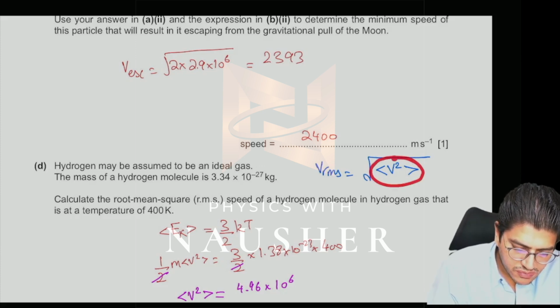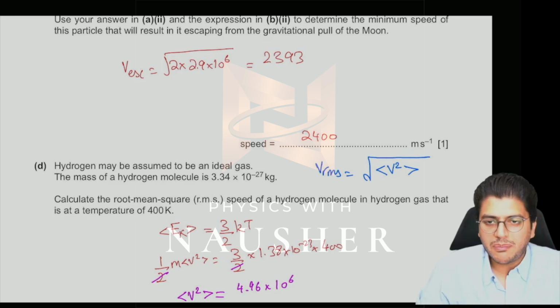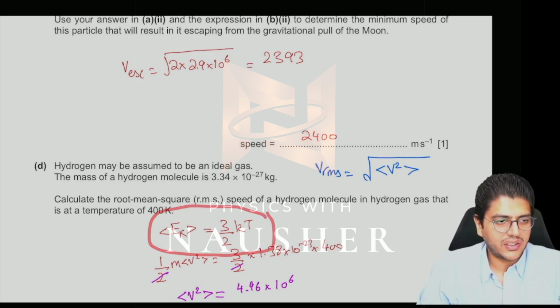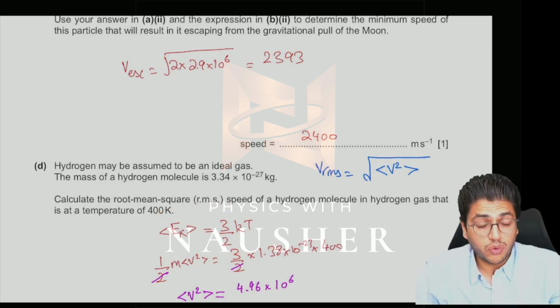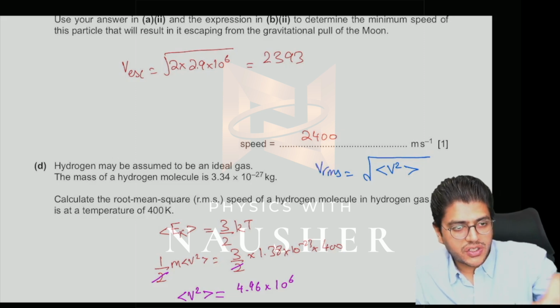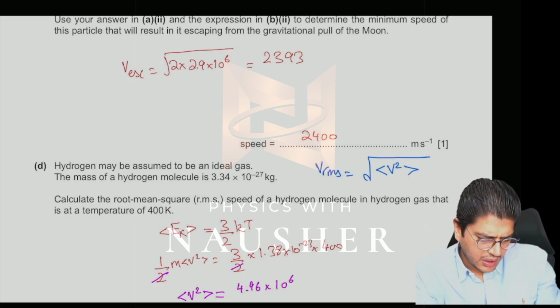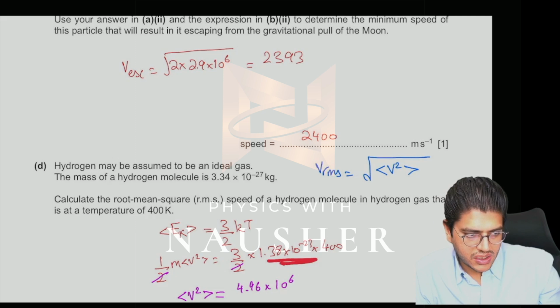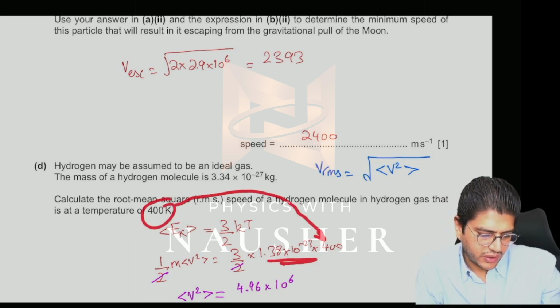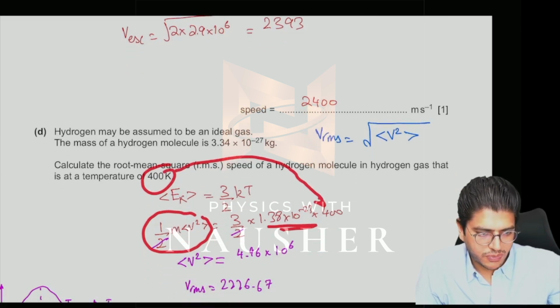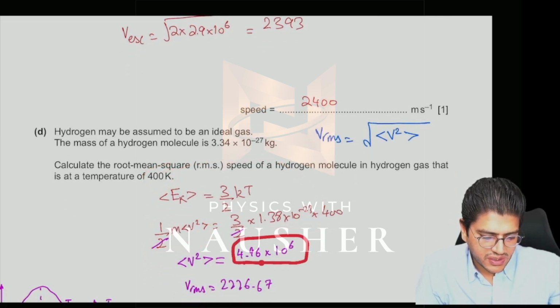And where does this mean square speed come from? If you remember ideal gases, in ideal gases you have this expression: average kinetic energy is 3/2 kT. They ask you to prove this a lot of times, so you must know how to prove it. K, the Boltzmann constant, is 1.38 × 10⁻²³. Your temperature is 400 kelvins, you put that here, and that equals 1/2 m times the mean square speed. So your mean square speed is 4.96 × 10⁶.